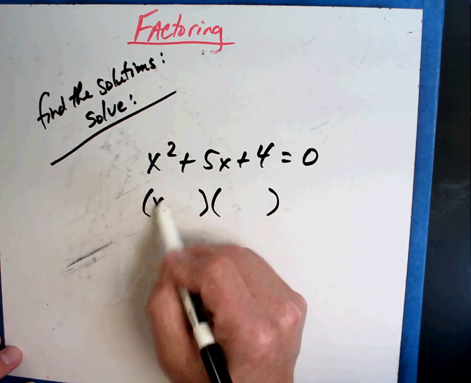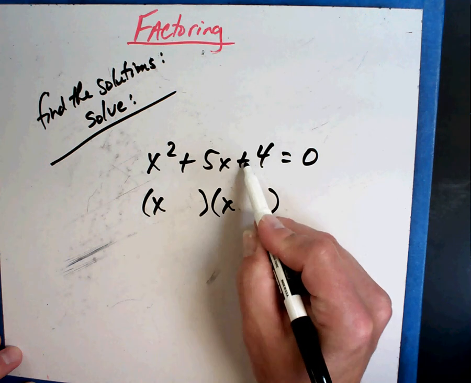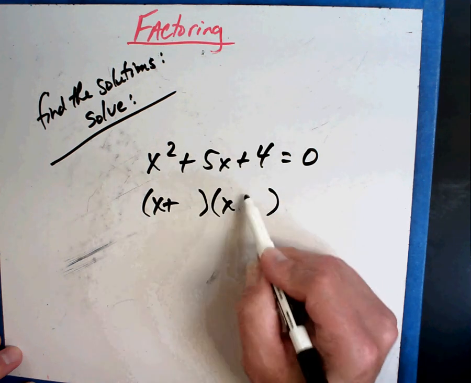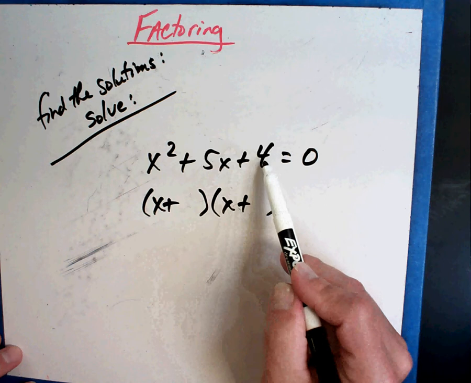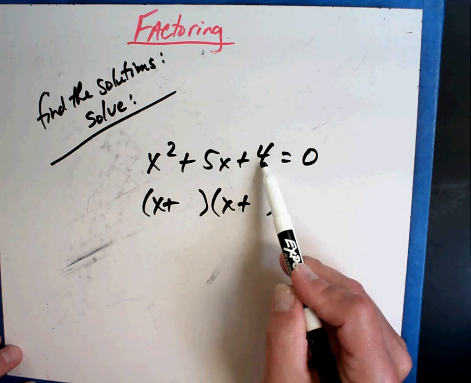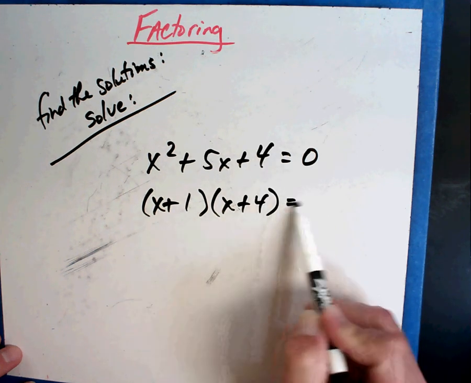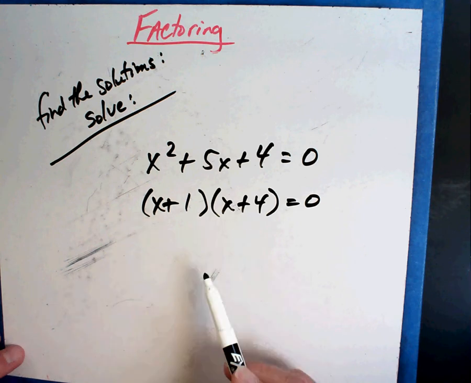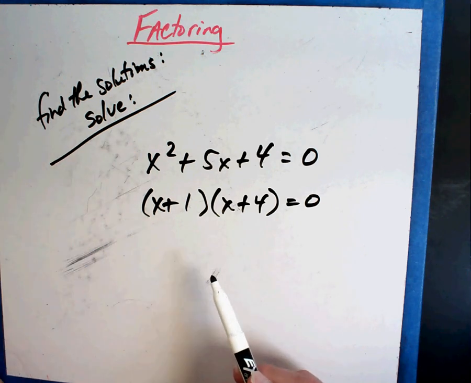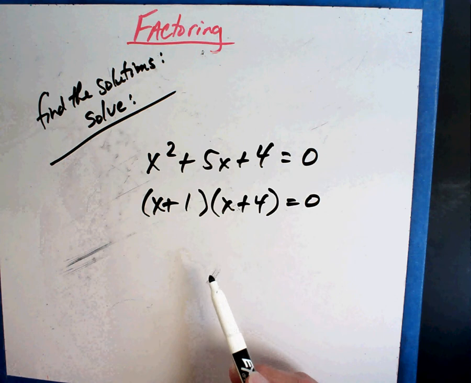Okay, so I know x and x, that's a plus sign, that's the same. So they're both pluses. Two numbers that multiply to get 4 and add to 5, so that's a 1 and a 4, equals 0. And those are the answers I had a while ago. This is the same first equation I did, but now they want us to solve it, to solve it equals 0.